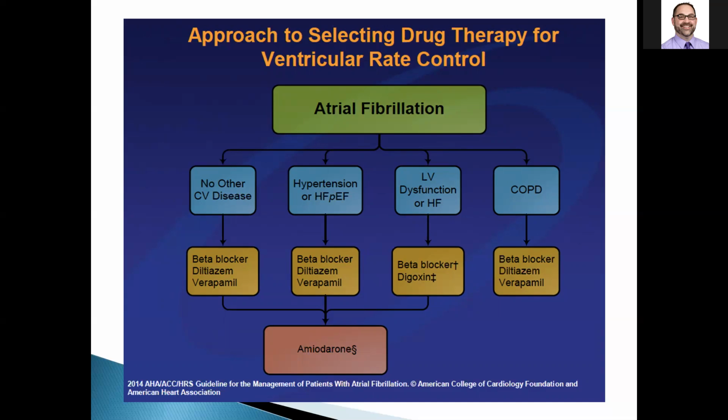Now, this is where I see a lot of providers that don't necessarily assess the previous history and what the patient's ejection fraction is. If they have significant left ventricular dysfunction and heart failure with a decreased ejection fraction, you want to stay away from calcium channel blockers because it could really cause hypotension, worsening heart failure, and additional decompensation. So you want to go with a beta blocker, then for refractory cases digoxin, and then moving to amiodarone.